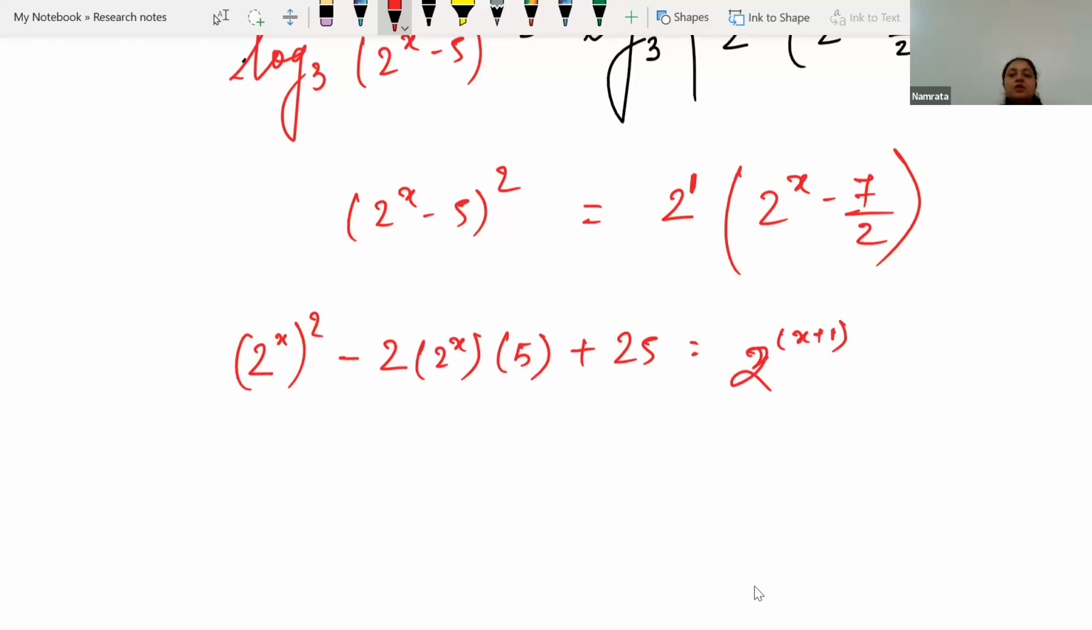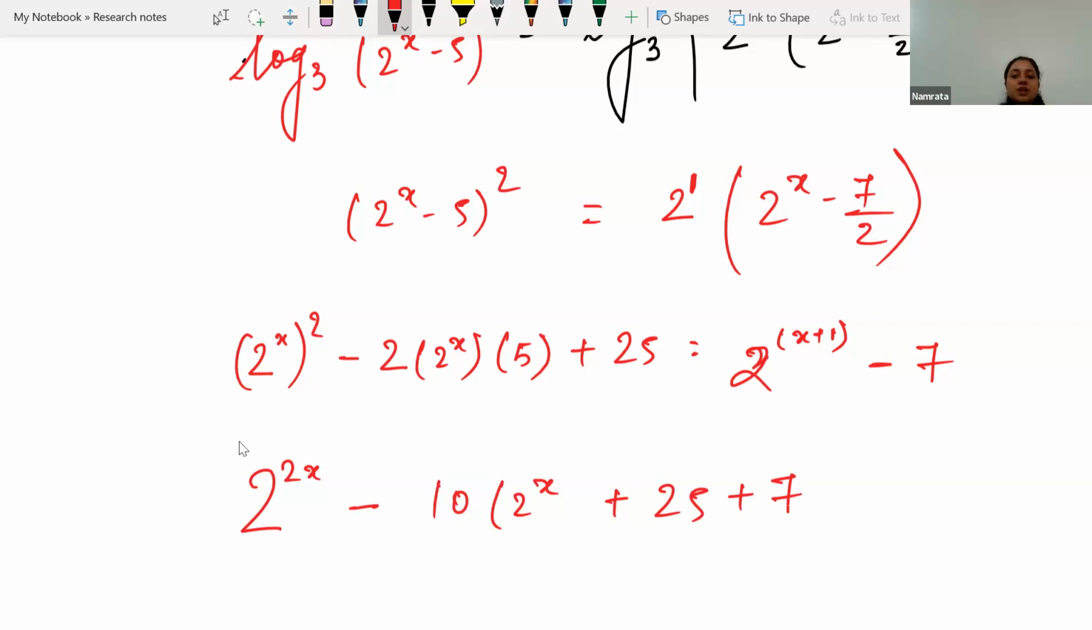Yes, ma'am. Here 2 and 2 will cancel out each other, so minus 7 only. Let's see what exactly we are getting over here. So 2 to the power 2x minus 10 into 2 to the power x plus 25. This minus 7 I am just pulling to this side, plus 7, and this 2 to the power x plus 1 also I am taking this side. So minus 2 to the power x plus 1 is equal to 0.